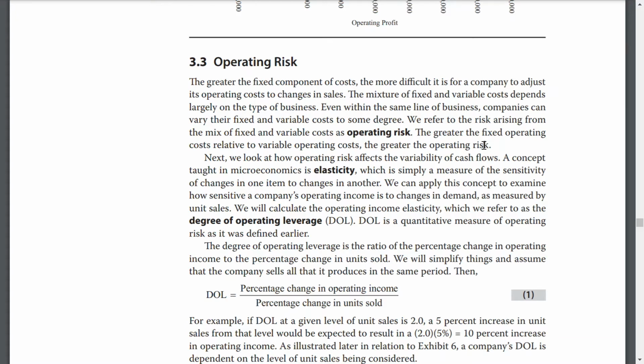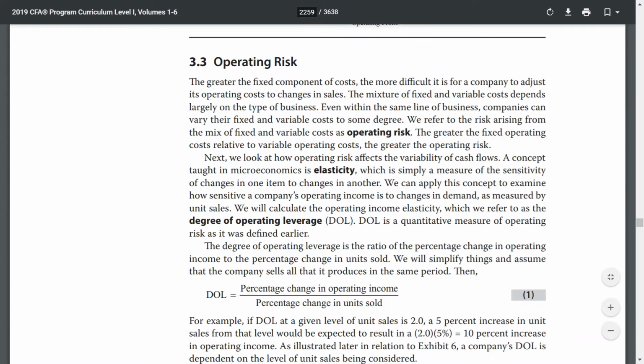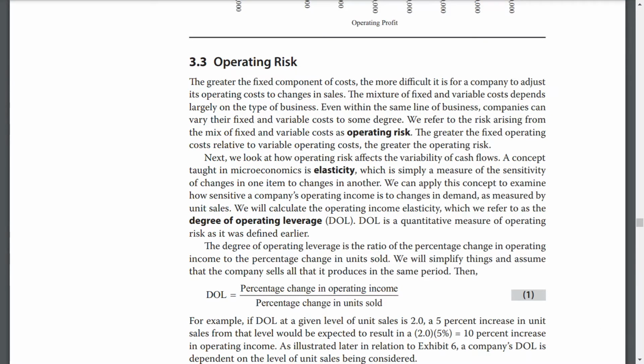Next, we look at how operating risk affects the variability of cash flows. A concept taught in microeconomics is elasticity, which is simply a measure of the sensitivity of changes in one item to changes in another. We can apply this concept to examine how sensitive a company's operating income is to changes in demand as measured by unit sales.